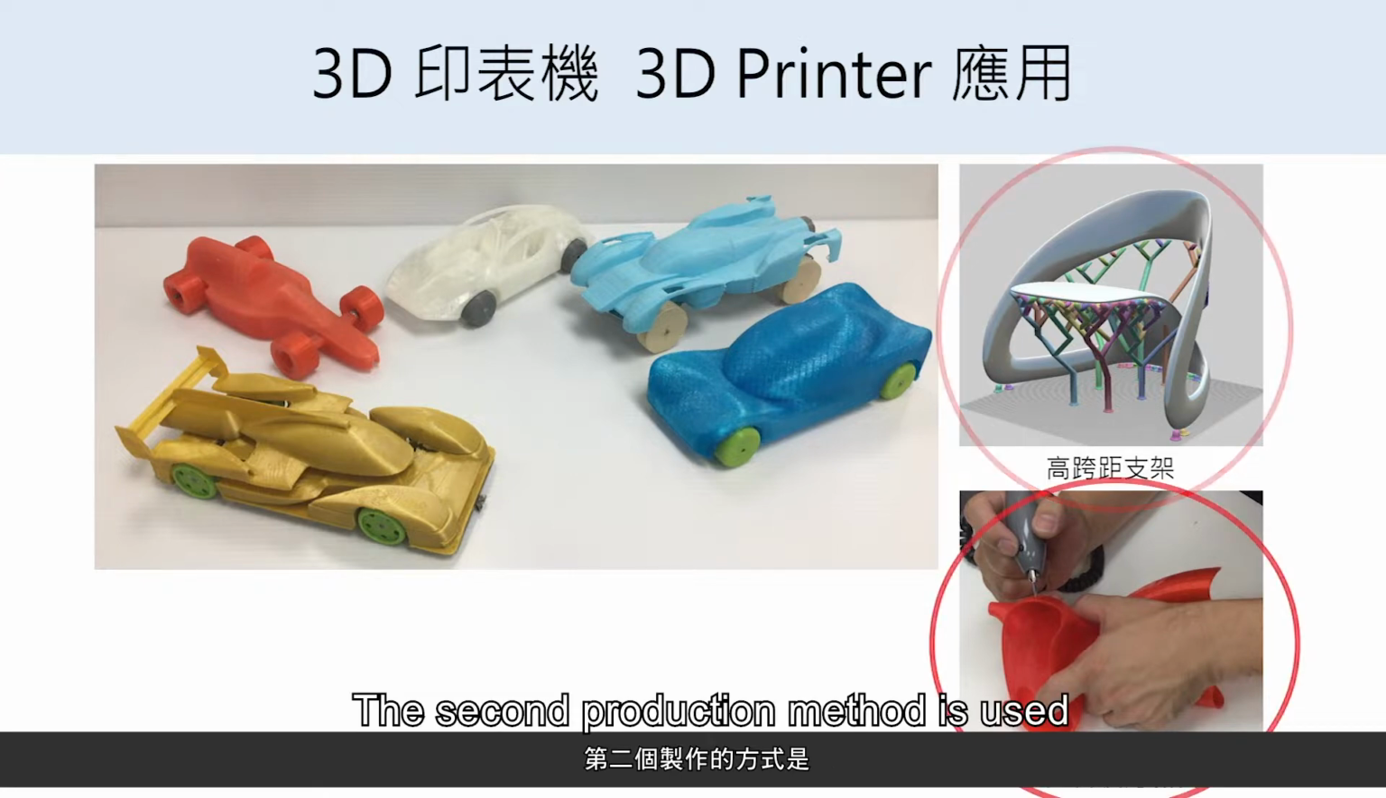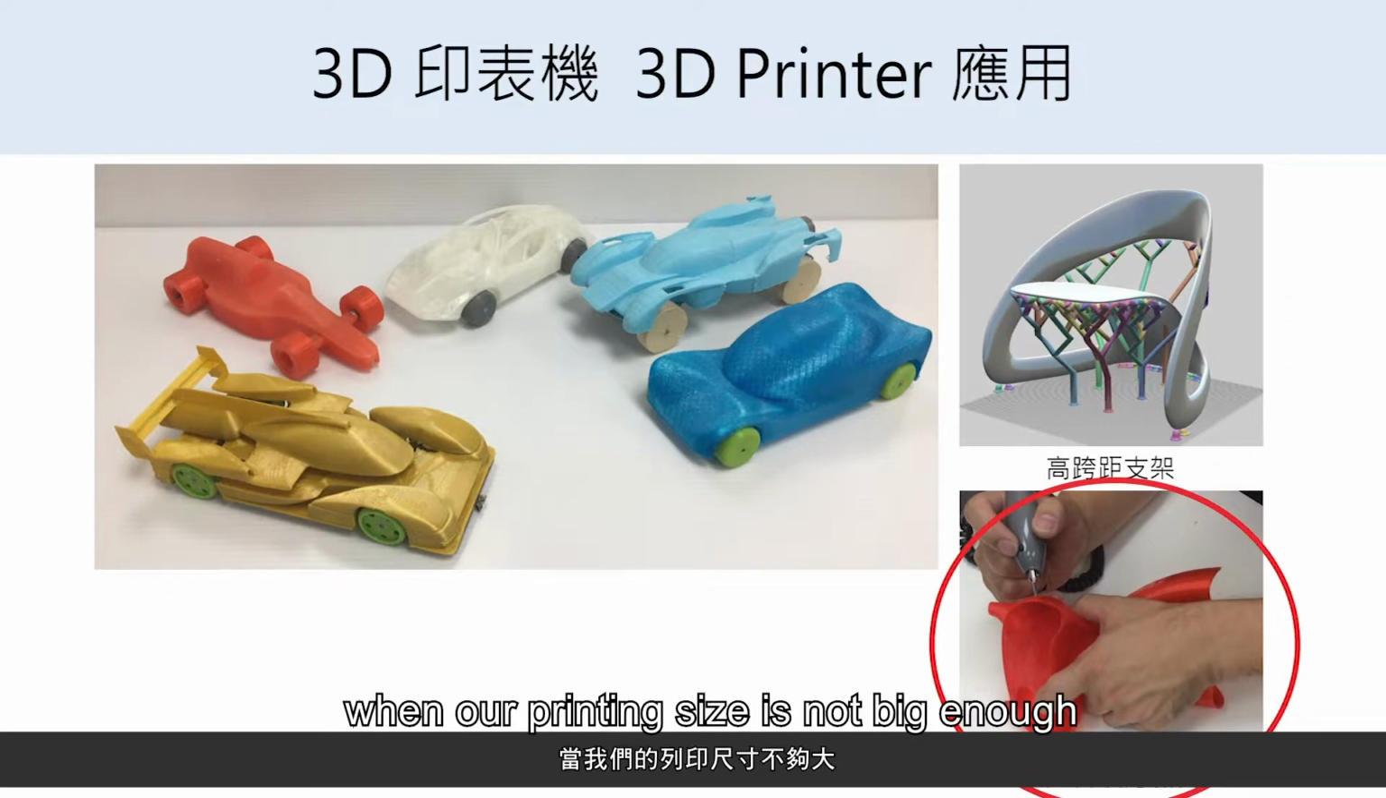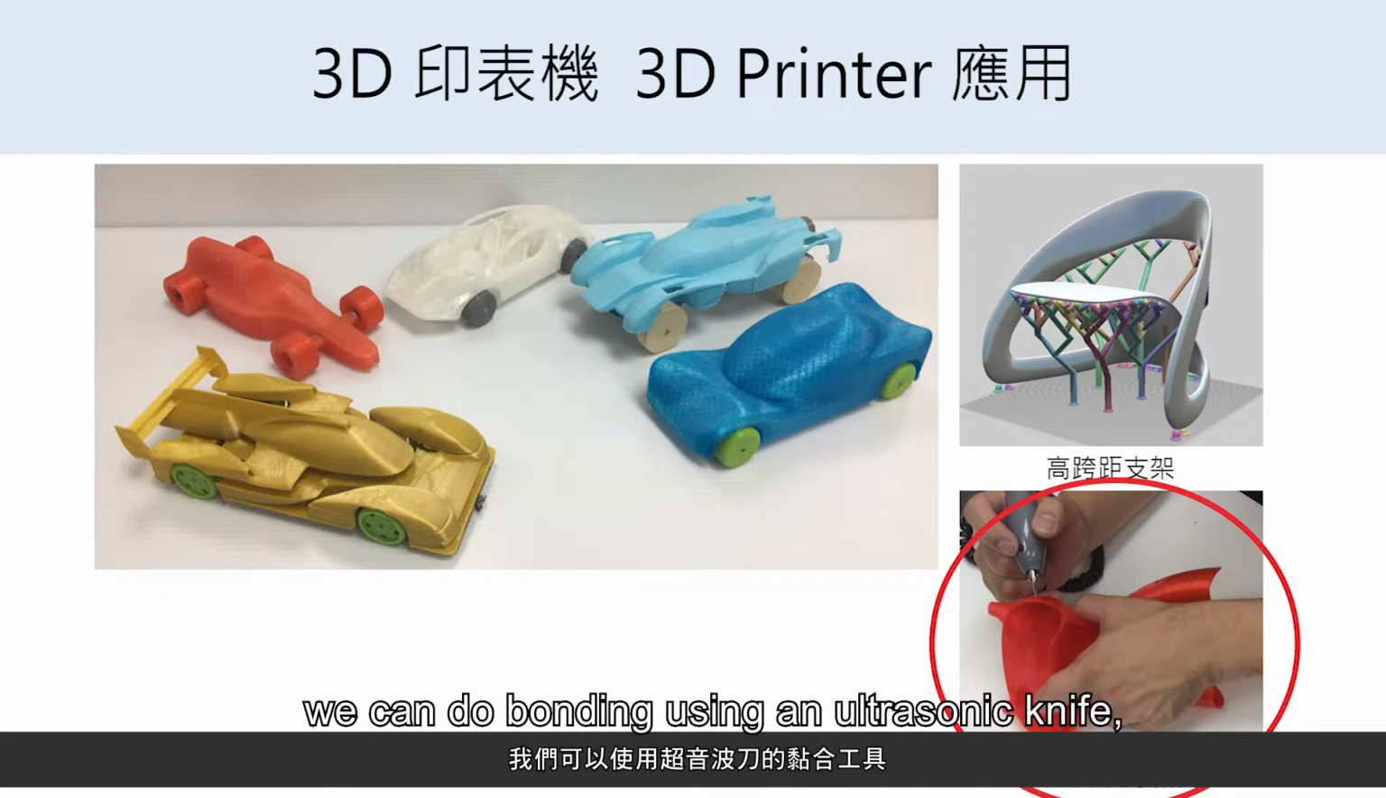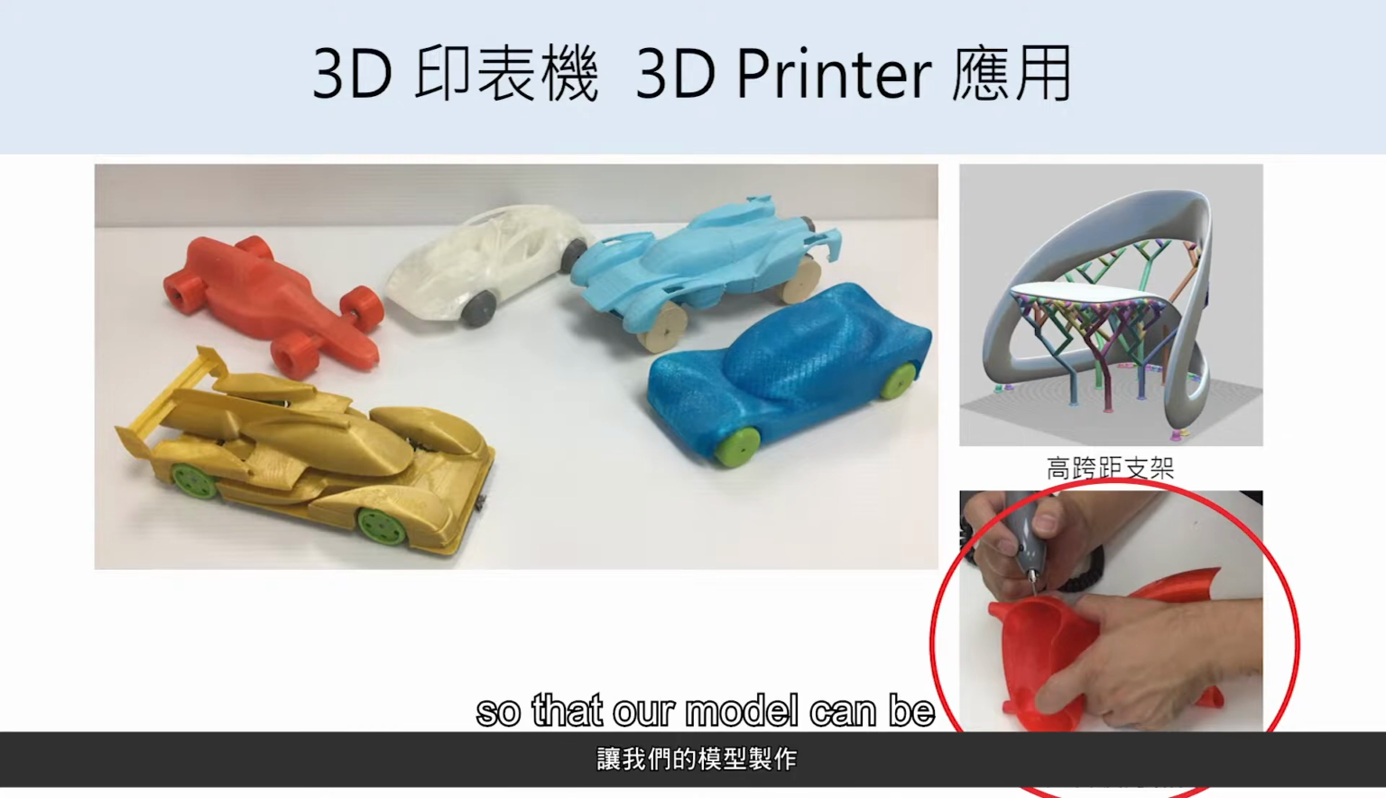The second production method is used when our printing size is not big enough and we need to make large-sized models. We can do bonding using an ultrasonic knife so that our model can be printed in sections and then assembled to make a large-sized model, such as the compressed air racing car.